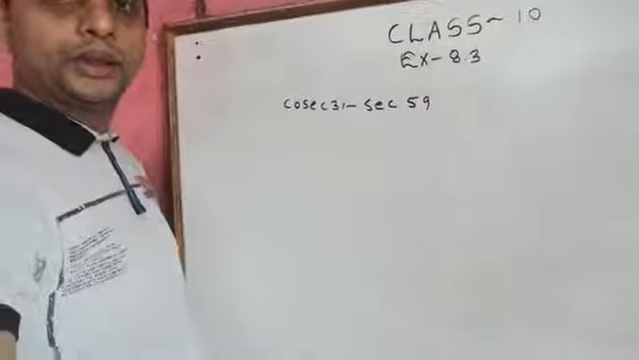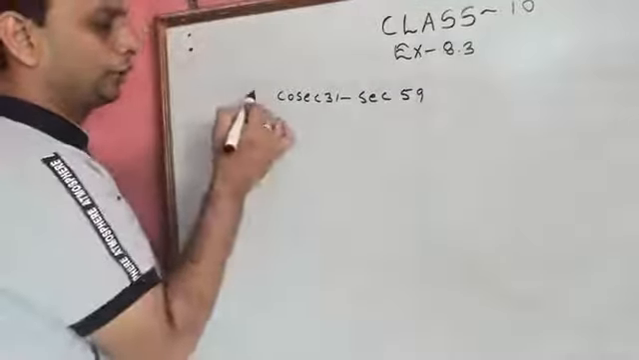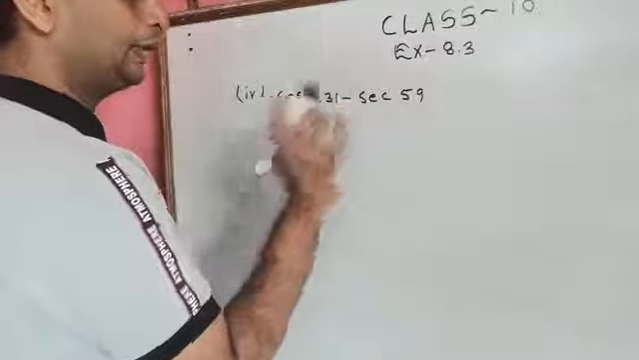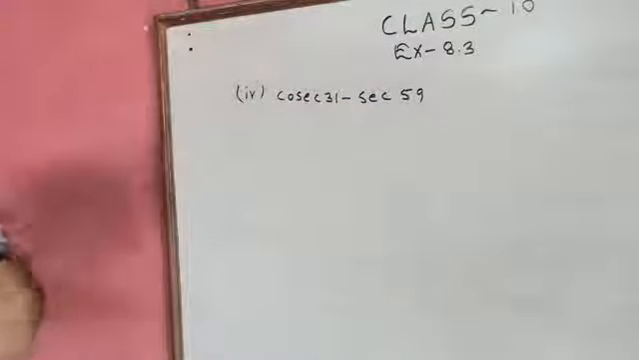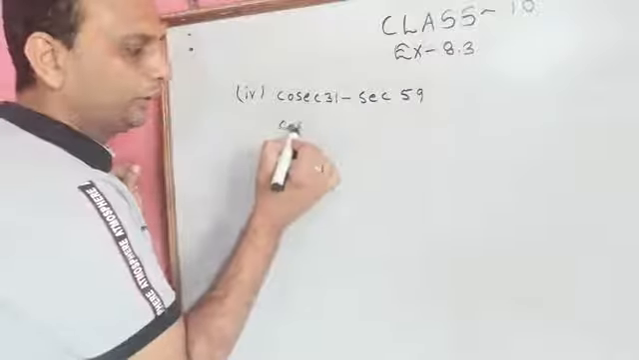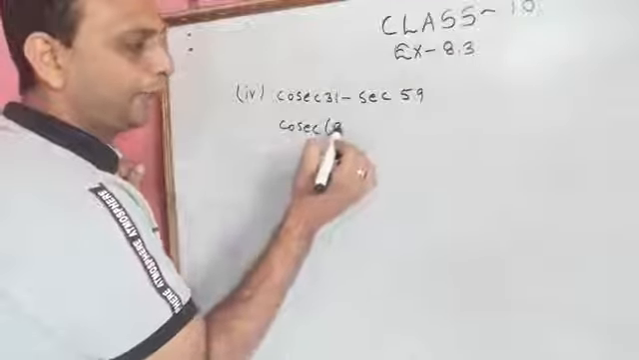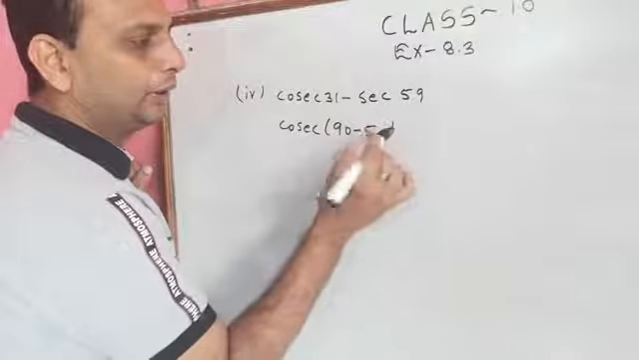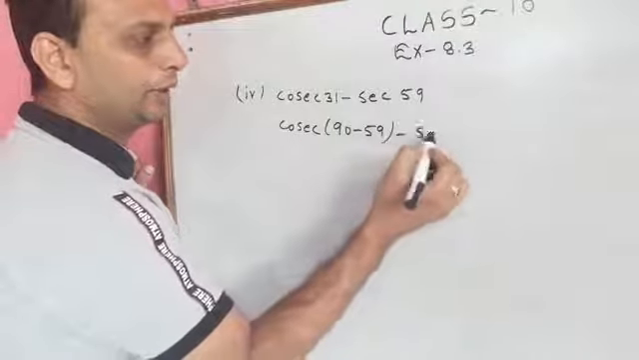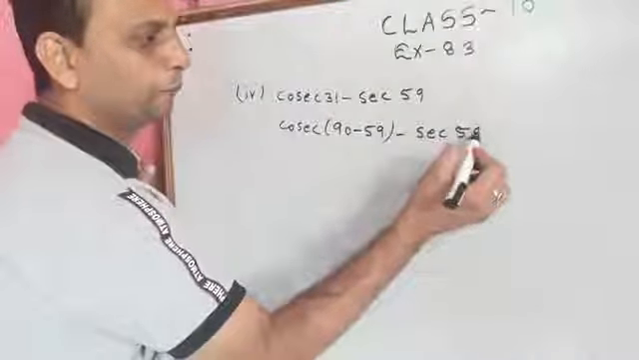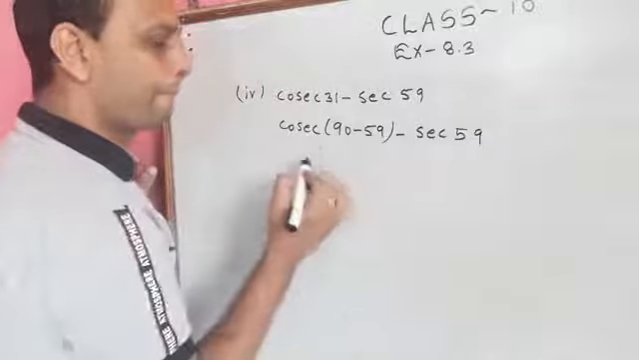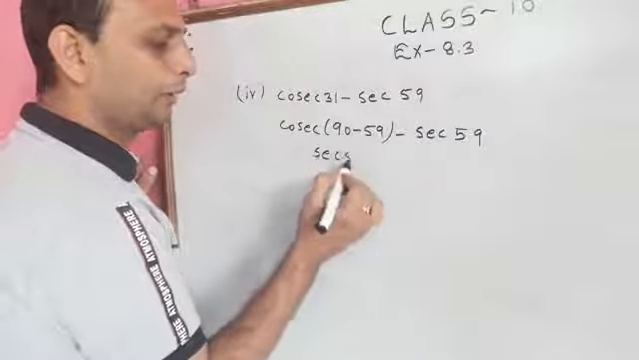Now this question, fourth one, first question only. Here cosec 31 is given and sec 59 is given. So we will change any one. Write cosec (90 minus 59), because 90 minus 59 is equal to 31, minus sec 59. This is equal to sec 59.